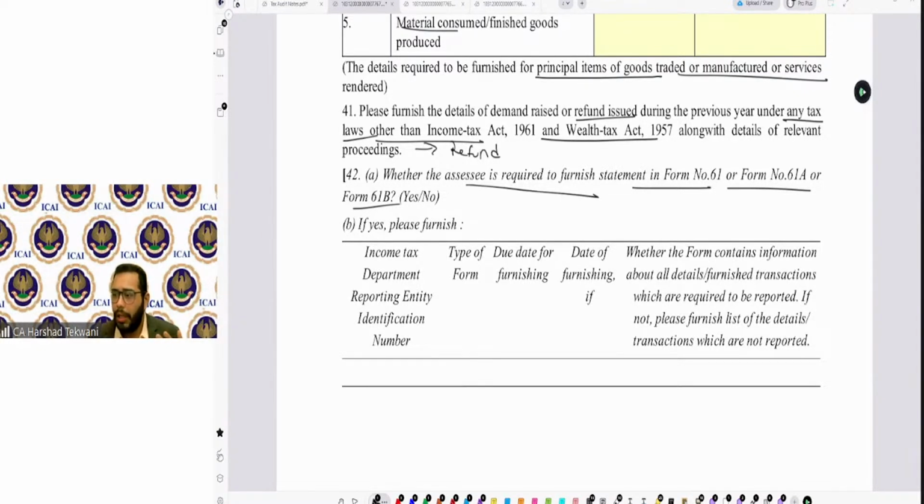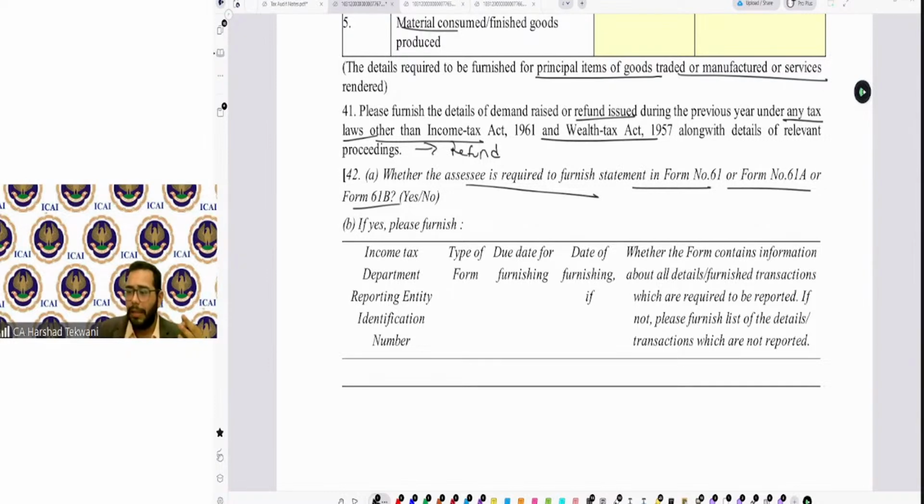This is the annual information return, or the statement of financial transaction required to be furnished under section 285BA(1), which is required to be furnished under Form 61A. Then the statement of reportable accounts under section 285BA(1)(k), which is again required to be furnished by reporting financial institutions in respect of each account which has been identified pursuant to due diligence.